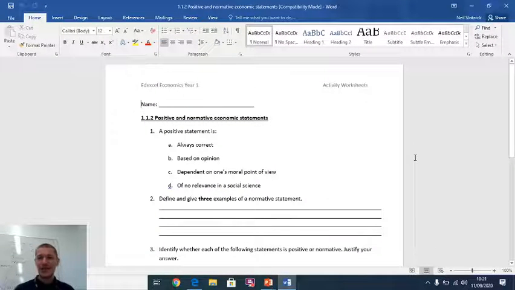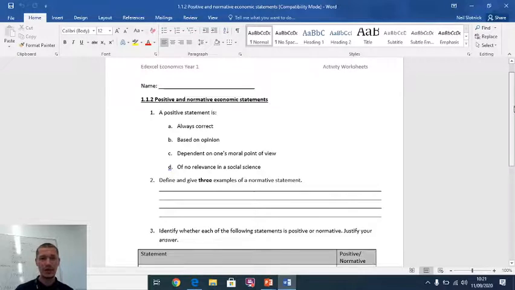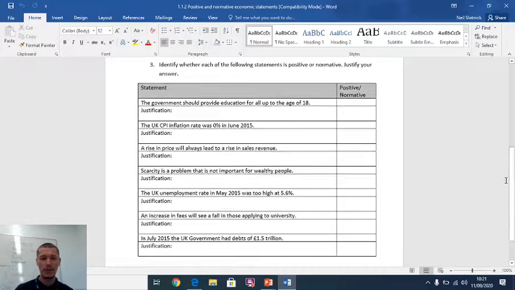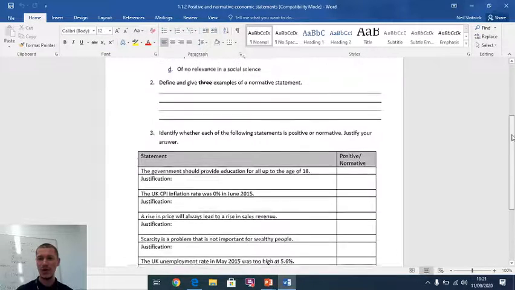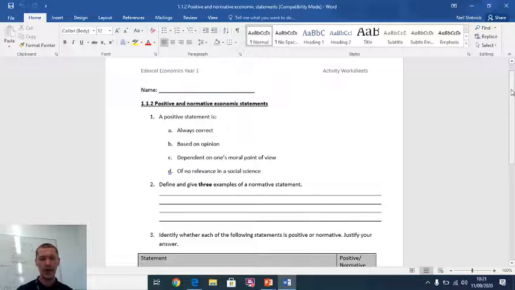First thing, I'm going to attach this worksheet, and I'm going to time limit this until Sunday evening, I do believe. Simply speaking, positive and normative economic statements: answer question 1, answer question 2, and in question 3, you've got 7 statements. You're going to tell me whether they're positive or normative, but for the justification, you're going to give me a sentence explaining your decision, okay? So I'm going to post this as an assessed piece of work, and I will time limit that until Sunday evening. You need to get it done by Sunday evening.